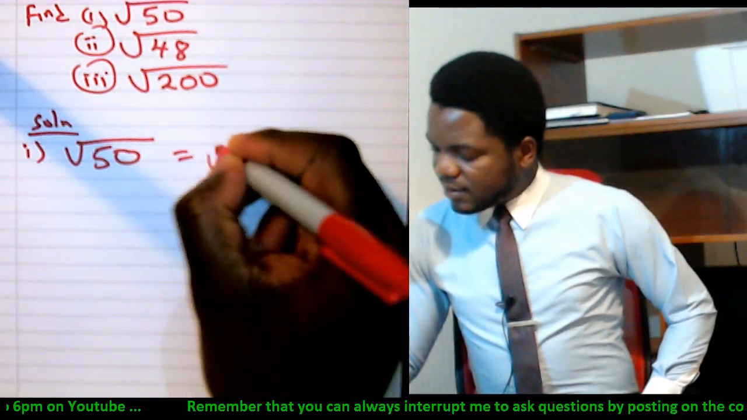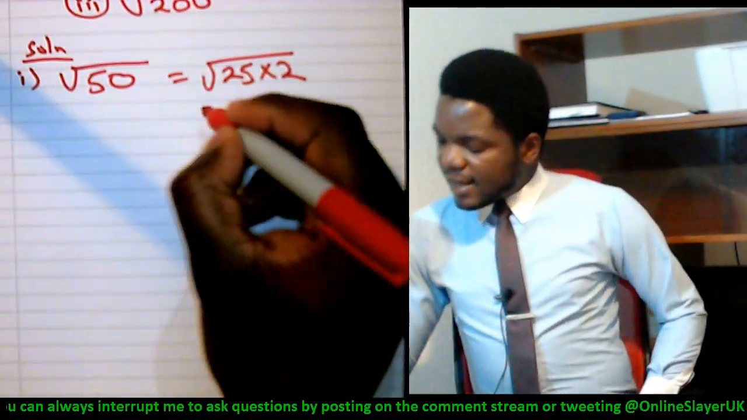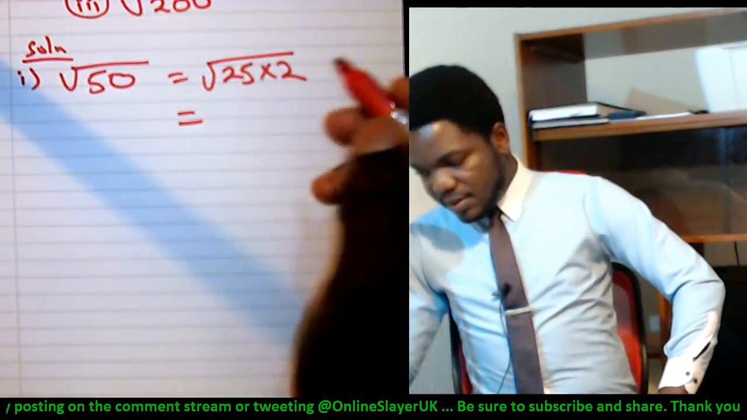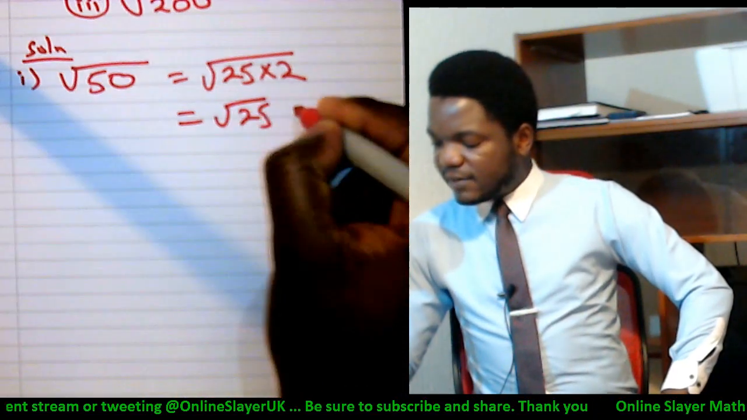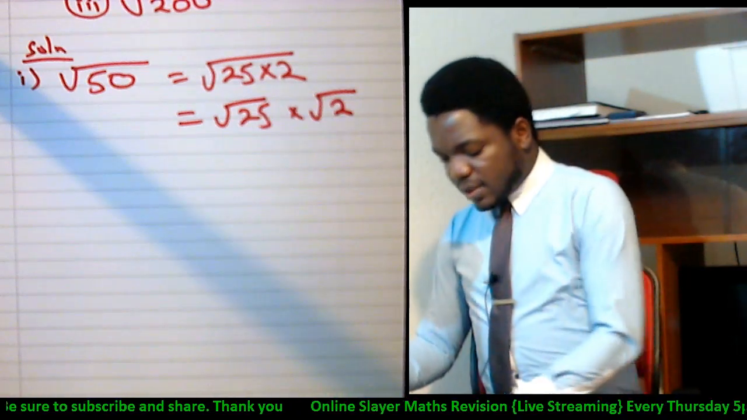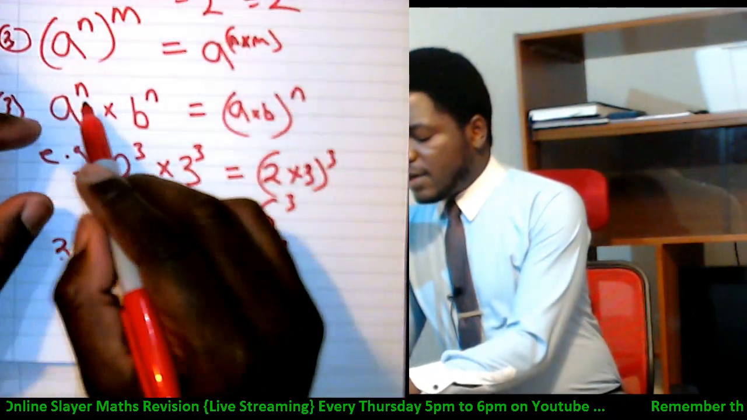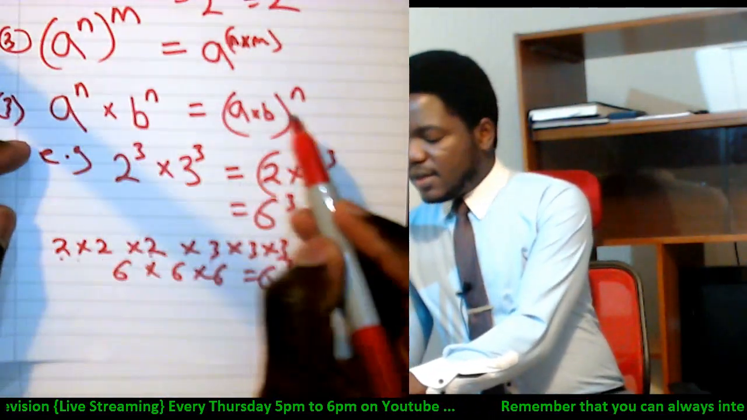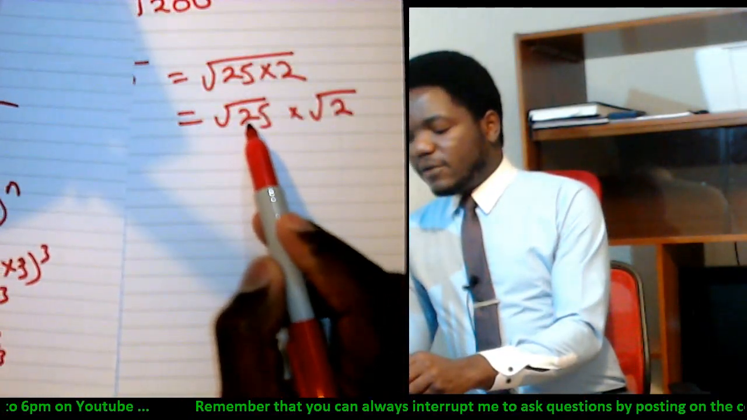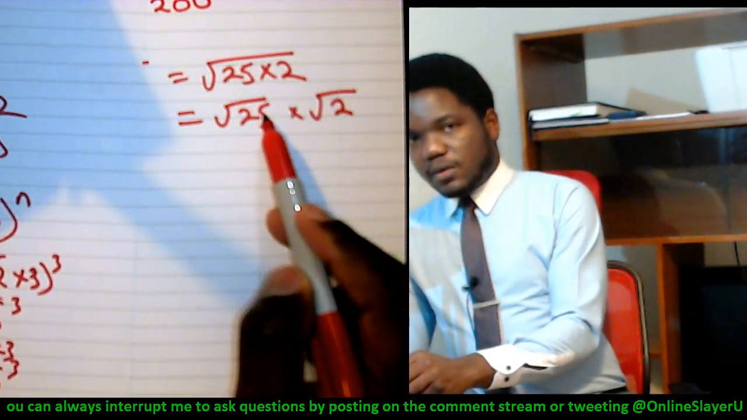So in this case, this breaks down into 25 times 2. And when you have 25 times 2 under a square root sign, it's the same thing as square root of 25 times square root of 2. Because if you remember what we just discussed under powers, a to the power n times b to the power n is a times b to the power n. Now take note that the root is like the power 1 over 2, right?